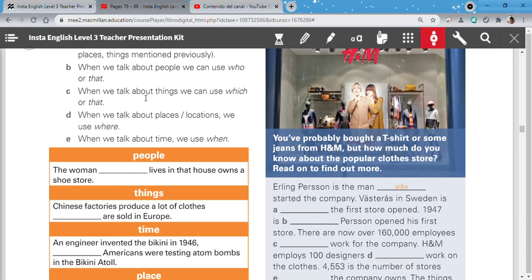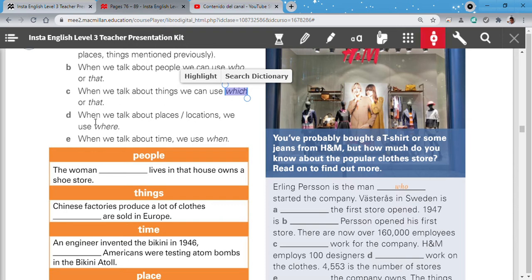When we talk about things, we can use which or that. In this case, in letter B, it is who and that. Who is for people. That is also for people. And if I use which, it's for things. And that is also used with things.